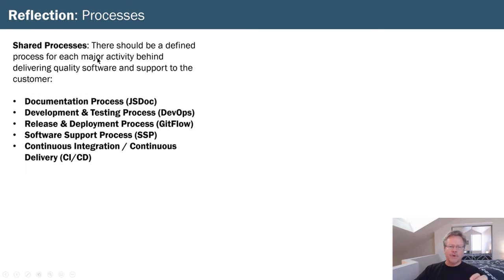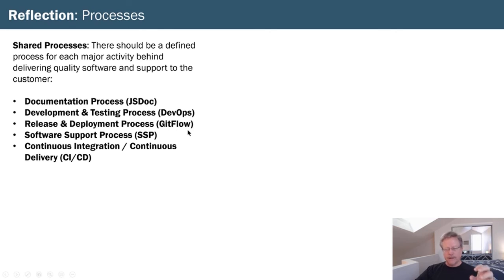The other thing you guys focused a lot on and made me feel good about what we had done in the past is processes. The documentation process. Here we're using JSDoc. In the past we'd use something else in Visual Studio, but the exact same idea. How to do DevOps with state-of-the-art tools. How to do release control with Git and GitHub.